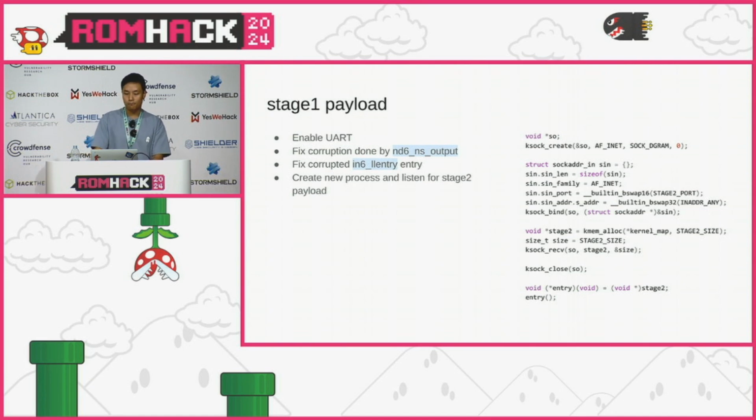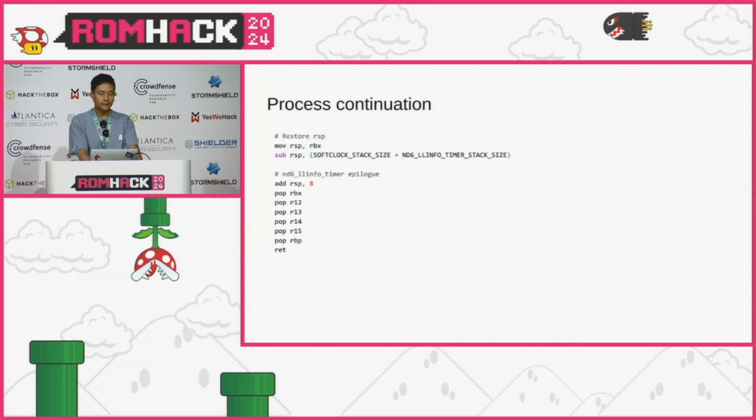But that's more than enough for us, because we can just enable the UART. We can restore everything that has been corrupted. And then we create a new process that listens for the stage 2 payload. And that one can now be of any size. And finally, we restore the stack pointer and perform the epilogue of the timer function to ensure process continuation. And with that, everything is restored and everything is working correctly, as if nothing happened.